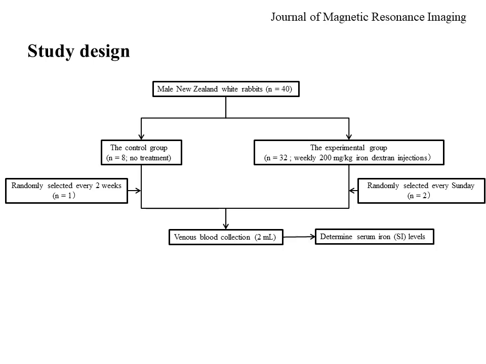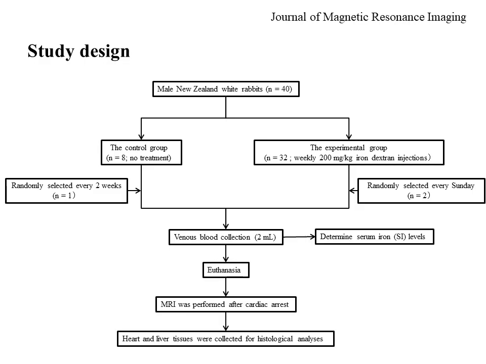Venous blood samples (2 milliliters) were collected from the ear veins and sent to our hospital laboratory for serum iron level determination. Following euthanasia via intravenous sodium pentobarbital, MRI was performed. Heart and liver tissues were then collected for histological analyses.